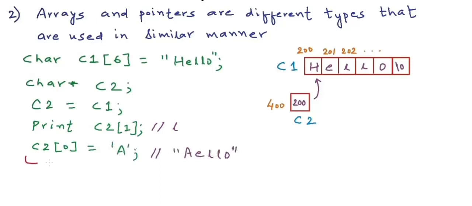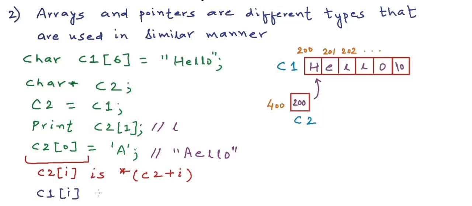When we write C2[I] for any position I, it is nothing but asterisk (C2 plus I). So C2 is the base address. C2 plus I will take you to the address of the ith element. So in this case, let's say C2 plus 2 will be 202, and if we put this asterisk operator, we are basically dereferencing and finding out the value. So these two syntaxes are alternate syntaxes, and even if it is an array name, we can write these two as substitutes for each other. So this was all the similarity in how we actually use arrays and pointers to read and write.